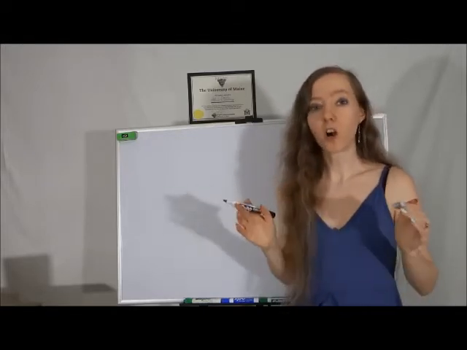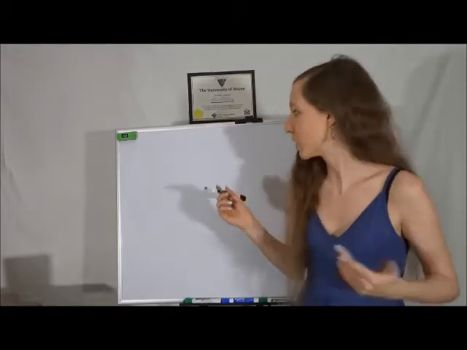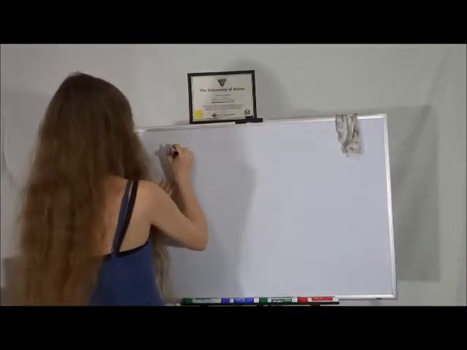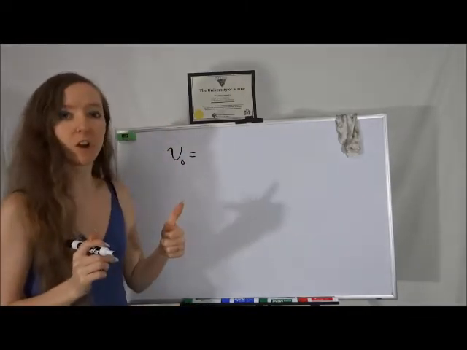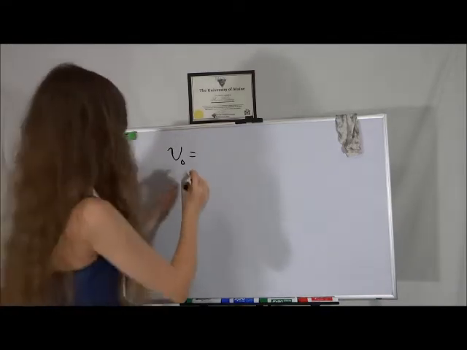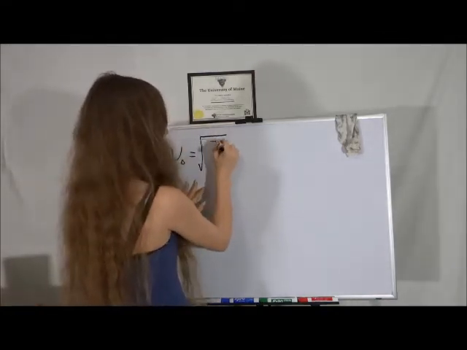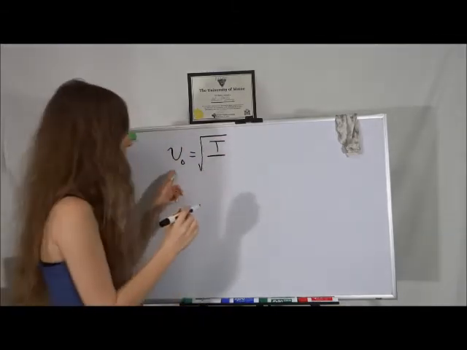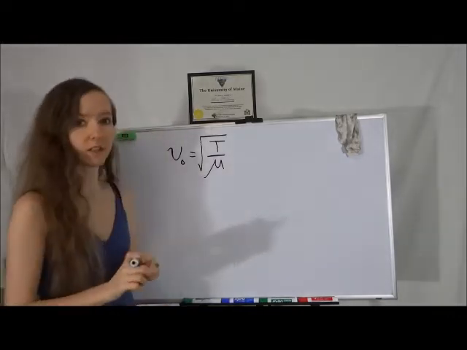So we're going to call our first speed v sub O for the original speed. And we know that it has some tension, which we can call T, and it has a linear mass density, which we're going to call mu. And so the speed has to be given by the equation that our speed is equal to the square root of our tension divided by our linear mass density.